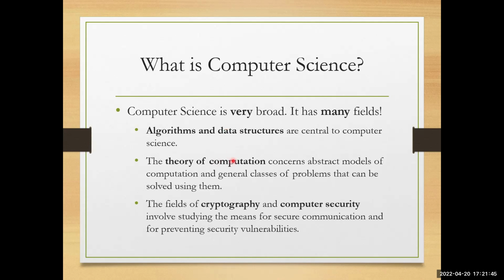Then the theory of computation concerns abstract models of computation and general classes of problems that can be solved using them. So basically, we can decide what problems can be solved by these computers and what problems cannot be solved by the computers. Then the fields of cryptography and computer security involve studying the means for secure communication and for preventing security vulnerabilities. We want the computers to solve the problems in a secure way.